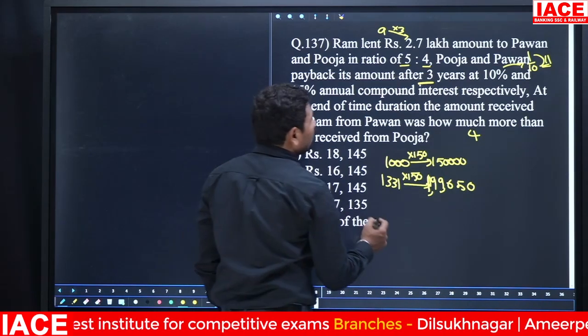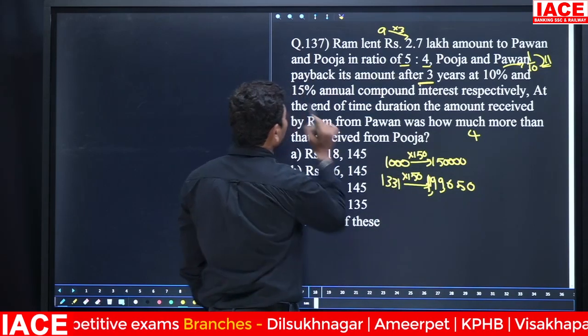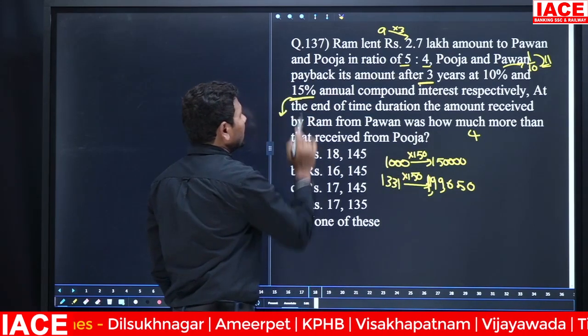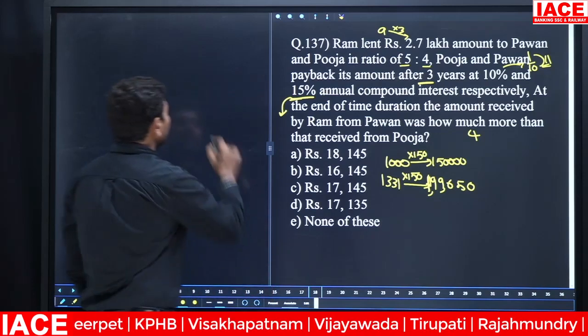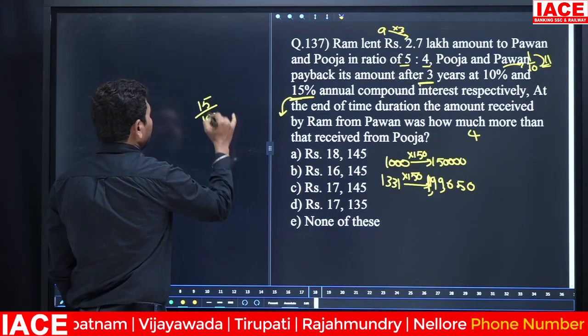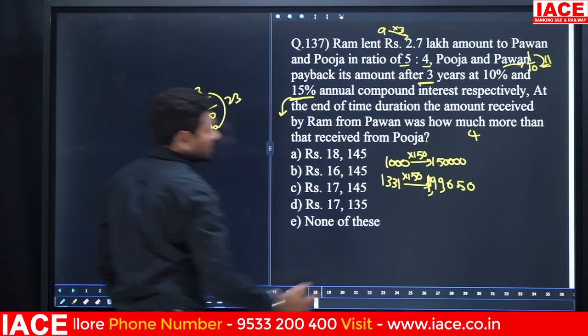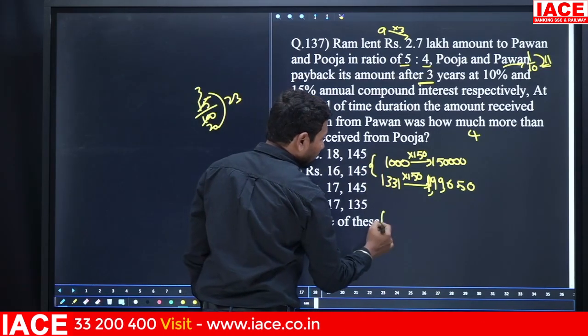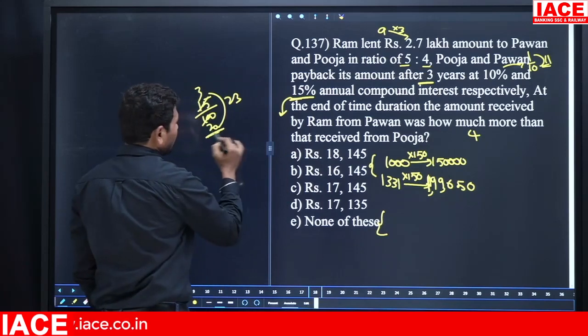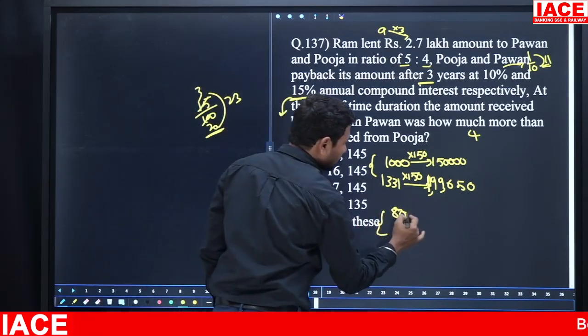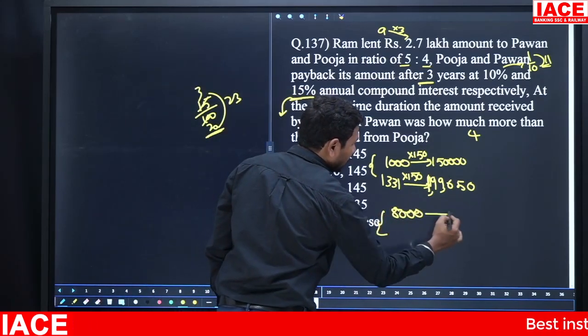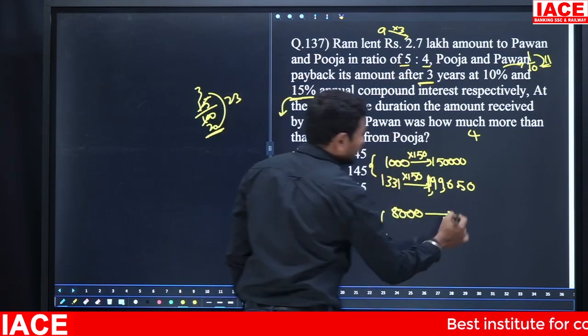Next, as it is, we have to calculate for Pawan also. Pawan is how much rate of interest? 15% rate of interest. 15% we can write as 15 by 100, that is 3 by 20. Every 20 rupees, 3 rupees are interest. Then this is for the first part. We'll come into the second part. 20 cube is required. 20 cube value is 8,000. 8,000 is equal to 1,20,000.